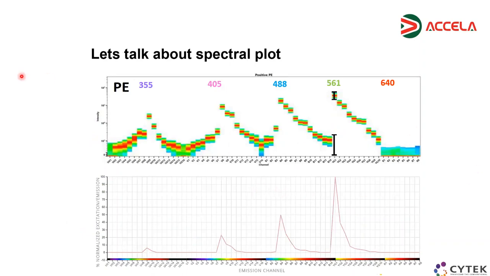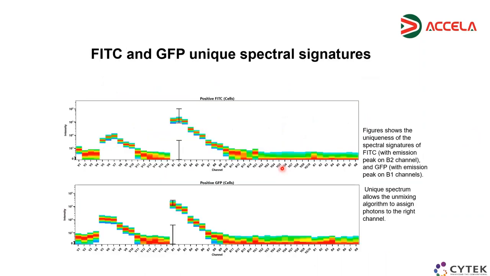Talking about the spectral plot, once again I would like to remark what we see in the spectral plot. When we apply the algorithm, we normalize the spectral signature into linear scale, while when we observe it after acquisition, we see the logarithmic scale. This is the main difference of this pre and post processing of the data.